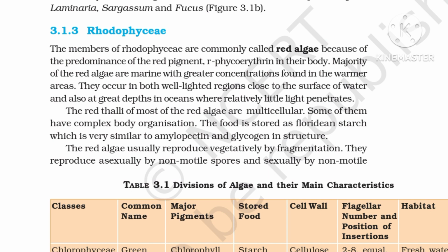The members of Rhodophyceae are commonly called red algae because of the predominance of the red pigment r-phycoerythrin in their body. The majority of the red algae are marine, with greater concentration found in the warmer areas. They occur in both well-lighted regions close to the surface of water and also at great depths in the oceans where relatively little light penetrates. The red thalli of most of the red algae are multicellular. Some of them have complex body organization. The food is stored as floridean starch, which is very similar to amylopectin and glycogen in structure. The red algae usually reproduce vegetatively by fragmentation. They reproduce asexually by non-motile spores and sexually by non-motile gametes.